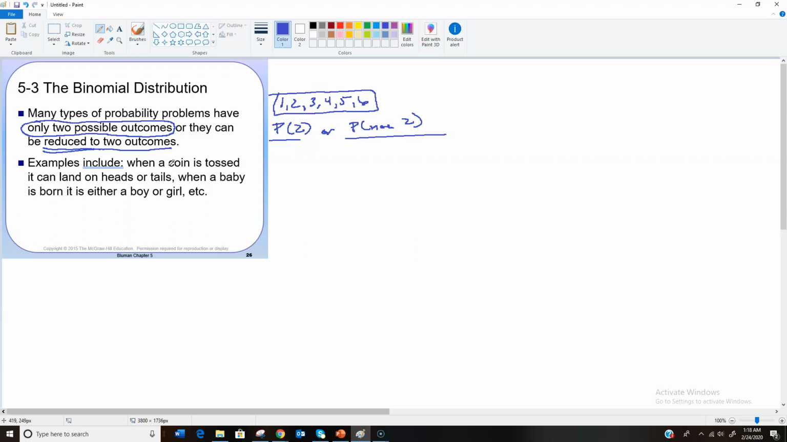Some common examples are, of course, a coin toss. A coin toss has heads or tails. When a baby is born, they are biologically either a boy or a girl. When you roll a die, one that would seem more obviously 2 outcomes, you could think of it as, is it odd or even? But again, you can reduce a lot of things that don't initially seem like they have only 2 outcomes to those 2 outcomes.